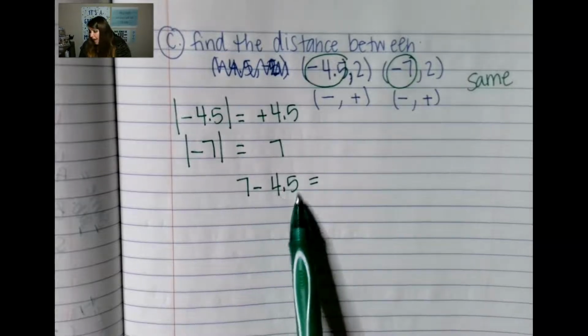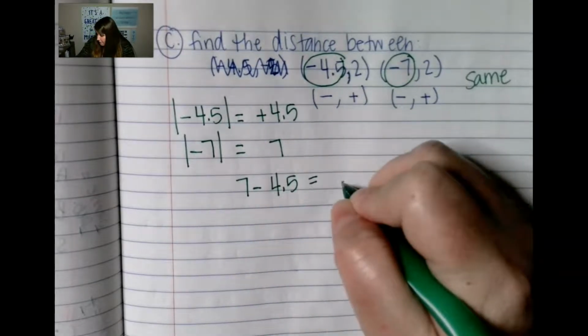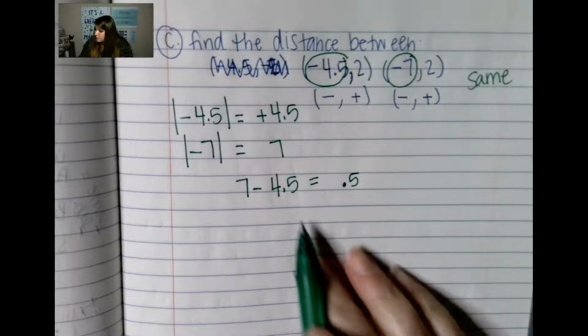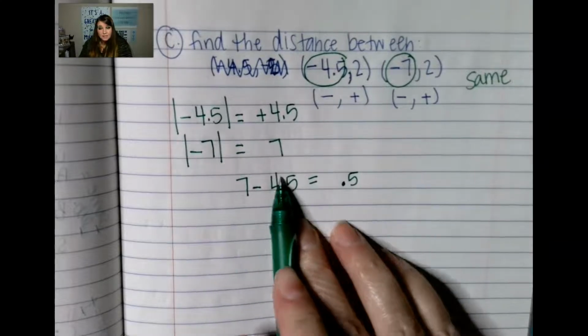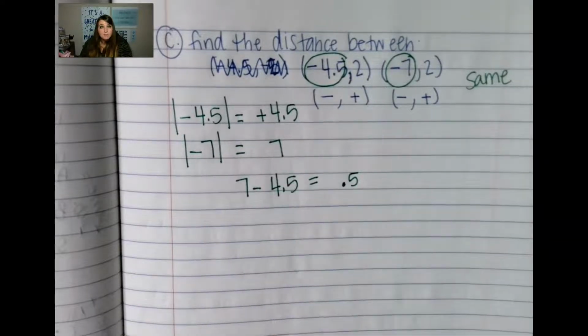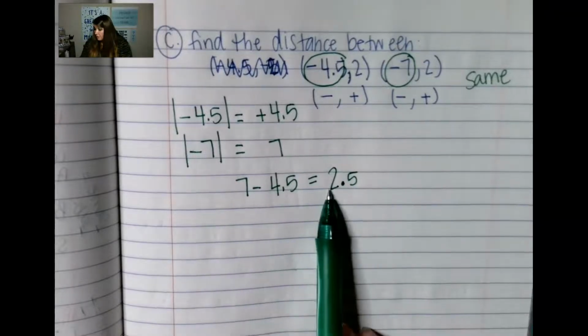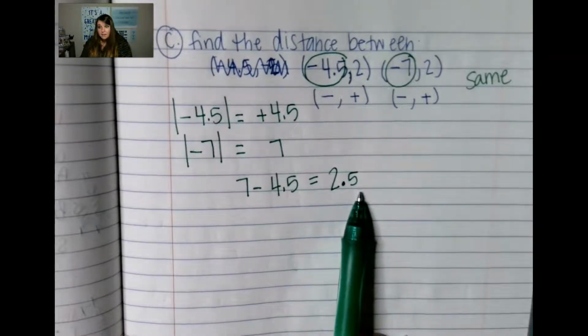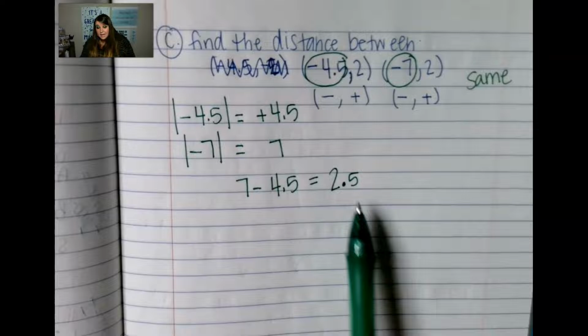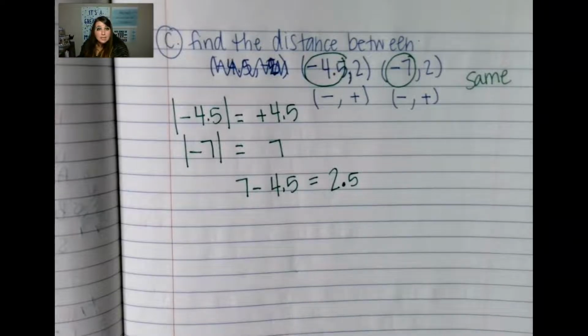So it takes a half to get to 5, right? So if I add a half, that gets me to 5, and then I have 2 more after that. So I have 2.5. That is how many jumps it takes. We can now look at this on a coordinate plane and double check our work if you wanted to.